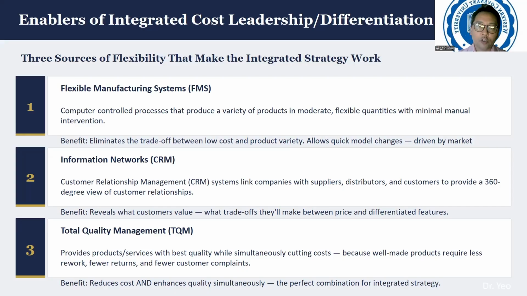So TQM achieves the seemingly impossible, higher quality and lower costs simultaneously. So these three capabilities together make the integrated strategy viable.